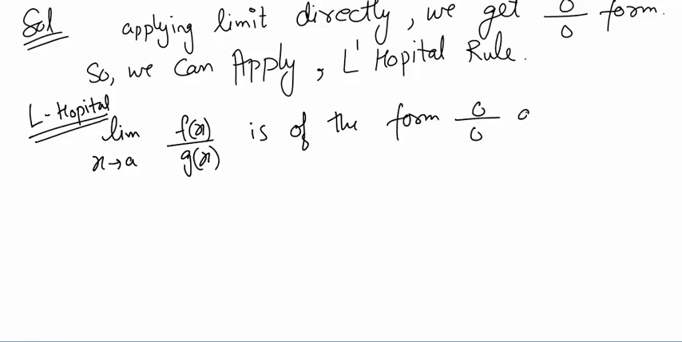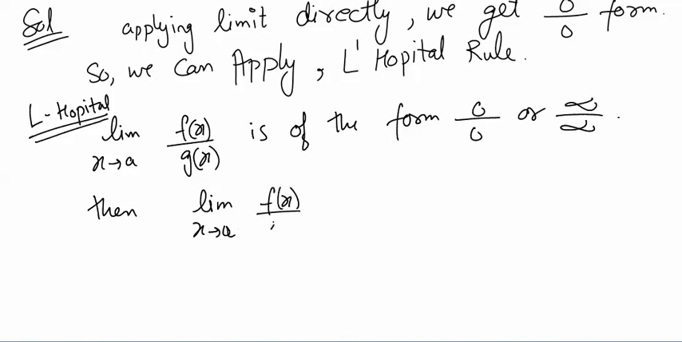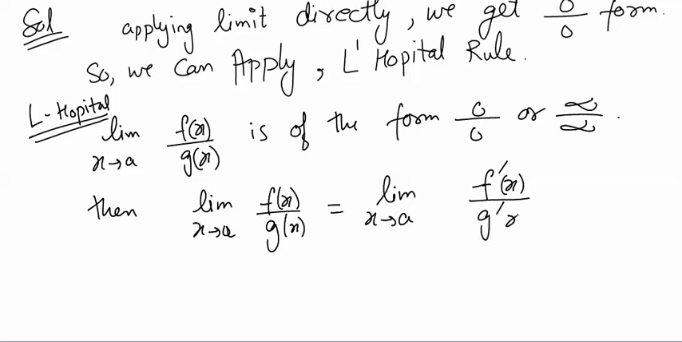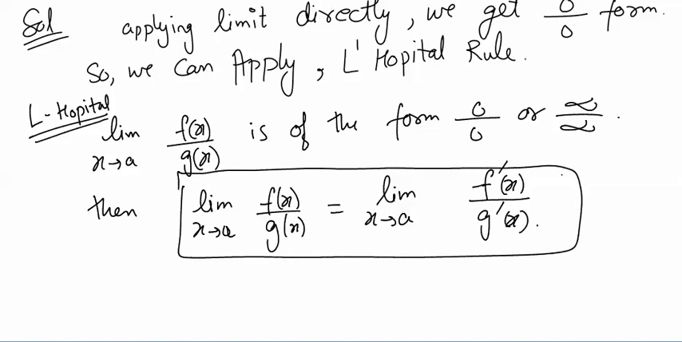0 by 0 or infinity by infinity, then this can be written as limit x tends to a of f(x) upon g(x) is equal to limit x tends to a of f dash of x upon g dash of x. That is the fundamental. You have to differentiate the numerator separately and differentiate the denominator separately, right?